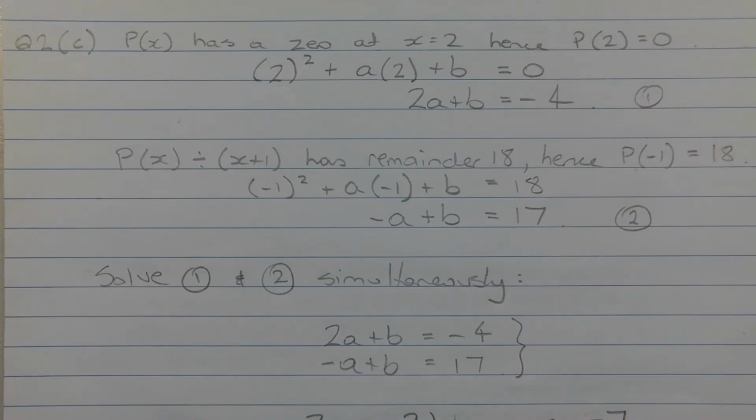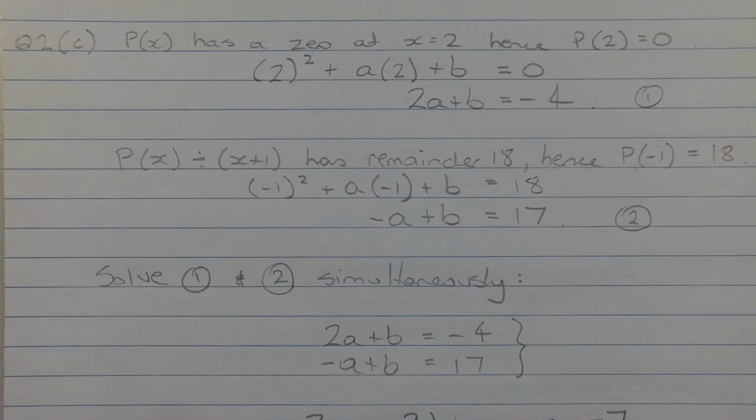So substituting 2 for x in the polynomial, we get 2 squared plus a times 2 plus b is equal to 0. Rearranging this equation, so we have a and b on one side of the equation, we get 2a plus b is equal to -4. Let's call this equation number 1.